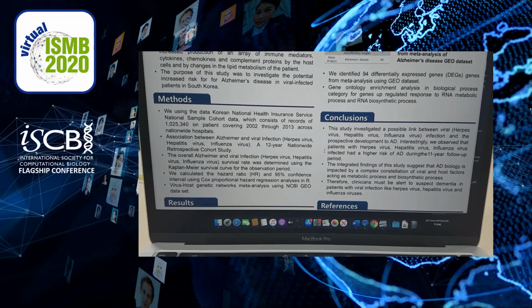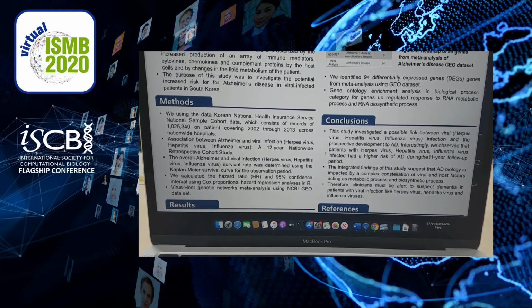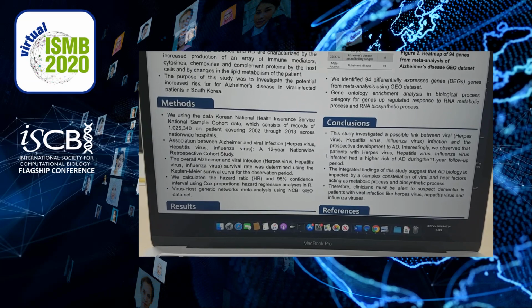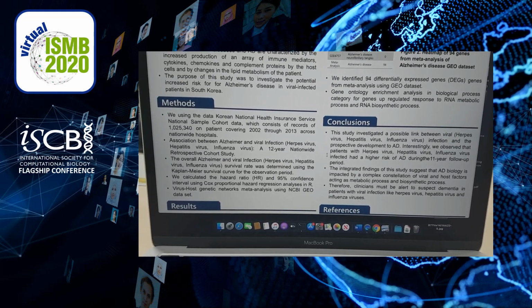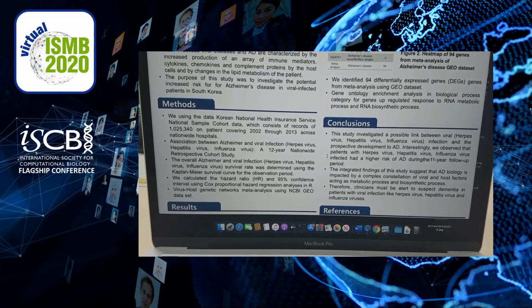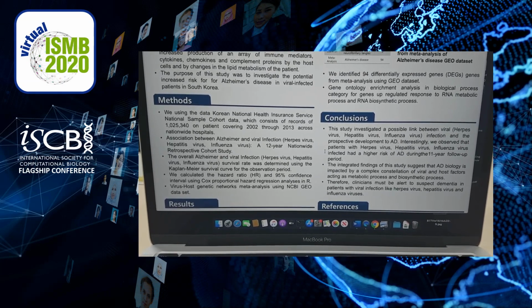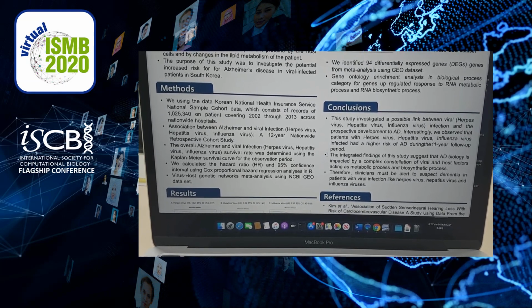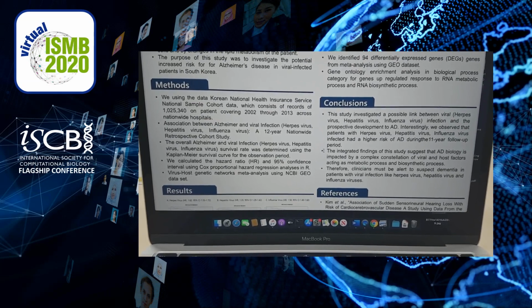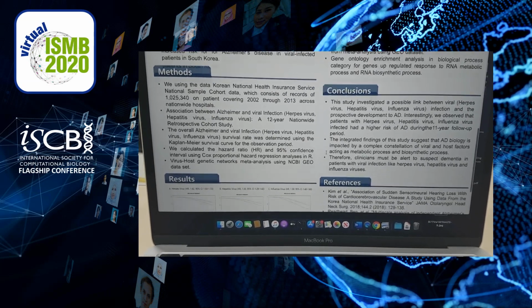The overall Alzheimer's and viral infection survival rate was determined using Kaplan-Meier survival curve, and we also calculated the hazard ratio with the confidence interval using Cox proportional hazard regression. We also analyzed the virus and host genetic networks using meta-analysis via the NCBI GEO dataset.